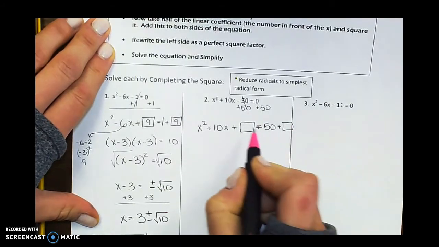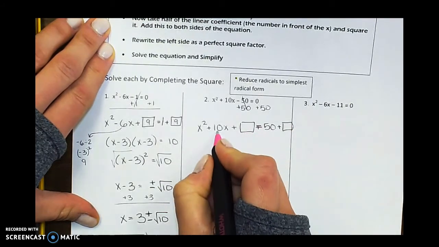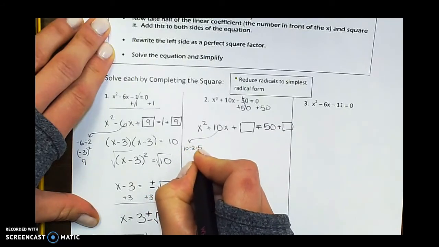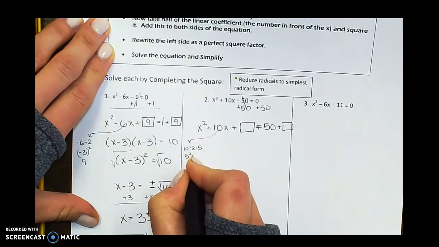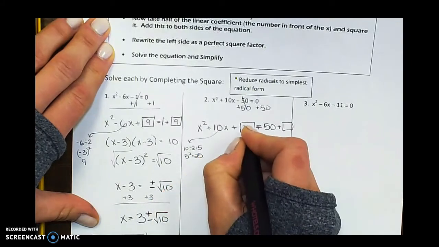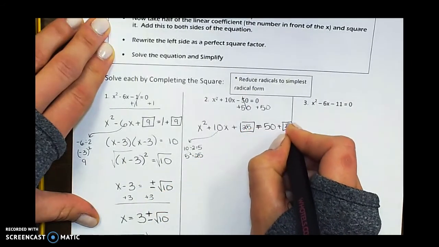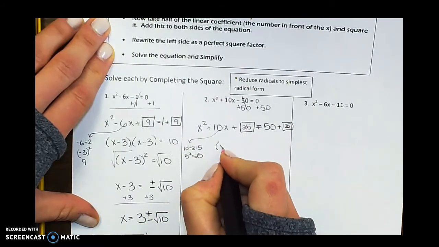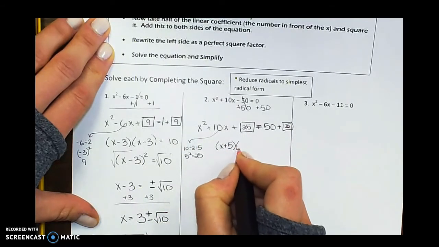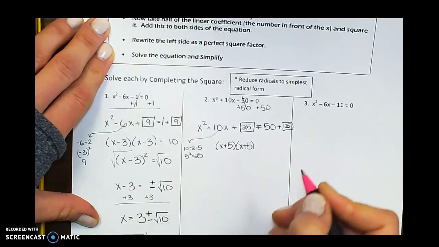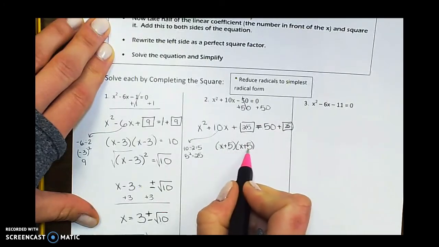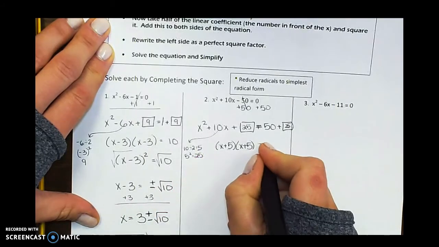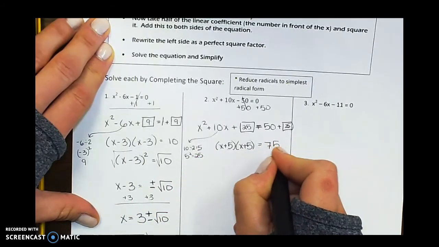All right, now we need to figure out what's going to go in that square. So I'm going to take this middle number. So 10 divided by 2, we get 5. 5 squared equals 25. So we're going to put a 25 in the square. Okay, now we're going to go ahead and factor this out. So when we factor that, we're going to get x plus 5 and x plus 5. How handy-dandy is it that these are both 5? And what did you get over here when you divided by 2? We got a 5. All right, equals, we add those and we get 75.